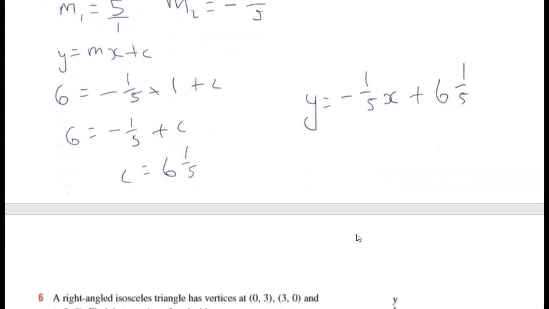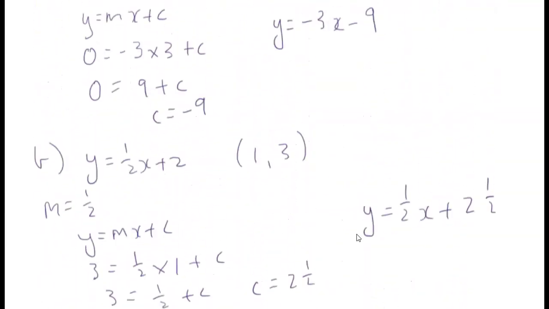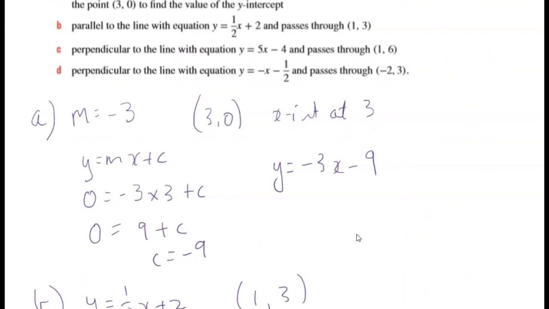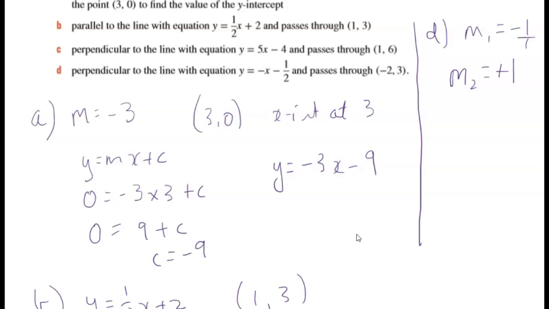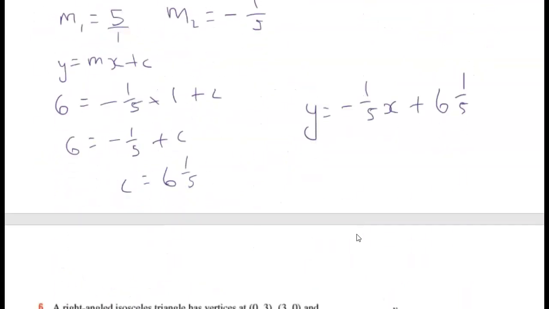All right, now I've run out of space there, but let me just talk you through question D before I move on. And I might just put a line here. So your gradient for D, the first one, is -1. So the gradient of the line that's perpendicular is the negative reciprocal. Because that one's already negative, it's going to be positive. And this is -1 on 1, so your other gradient is just going to be +1. Okay, and then you substitute that into y equals mx plus c.